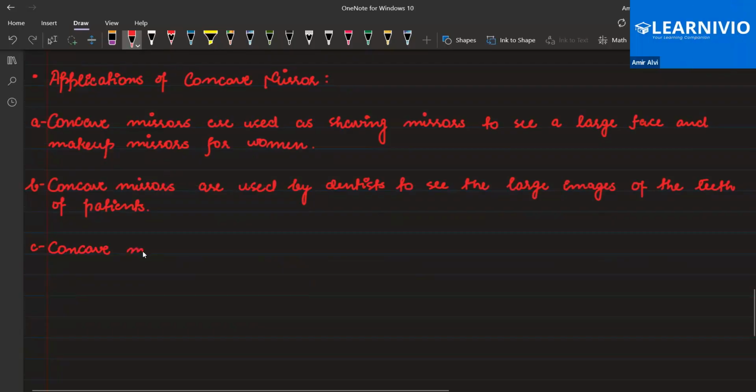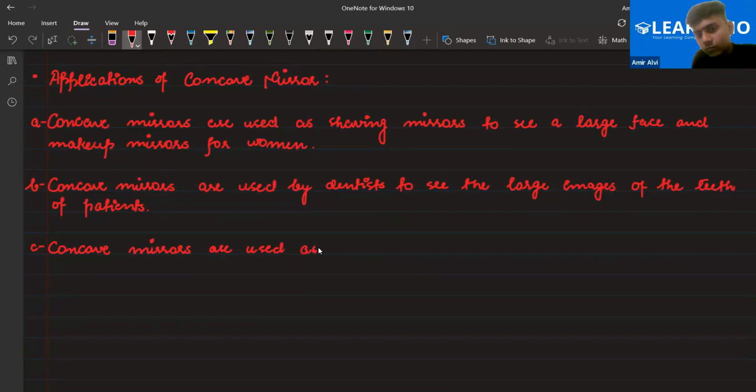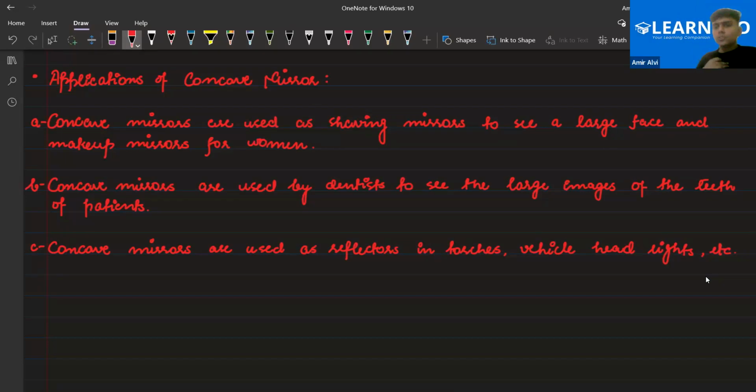Concave mirrors are used as reflectors, torches, etc. So these are the multiple examples to get a powerful beam of light.